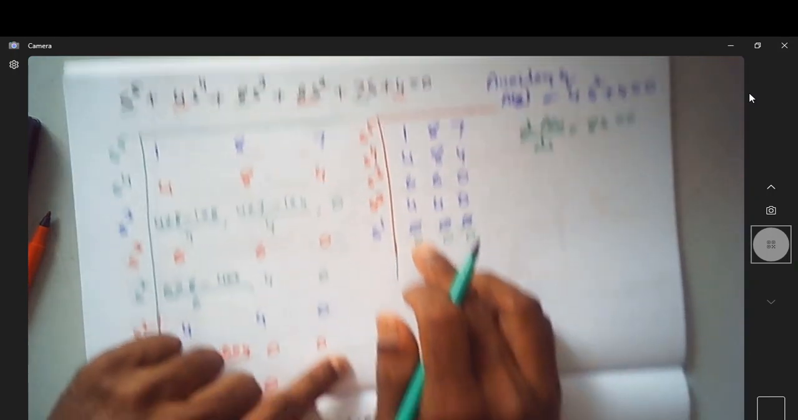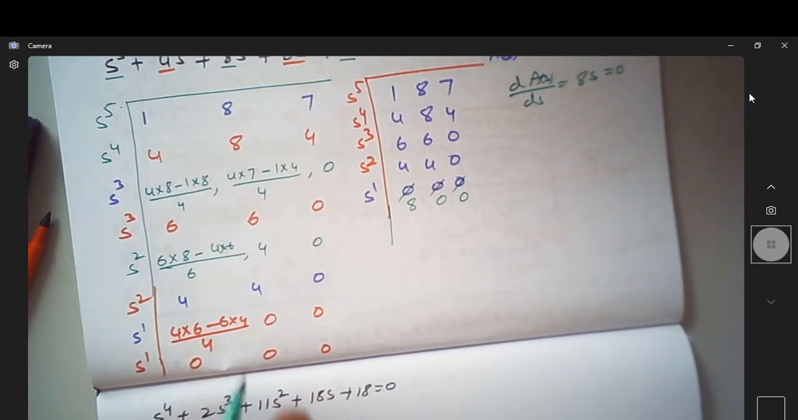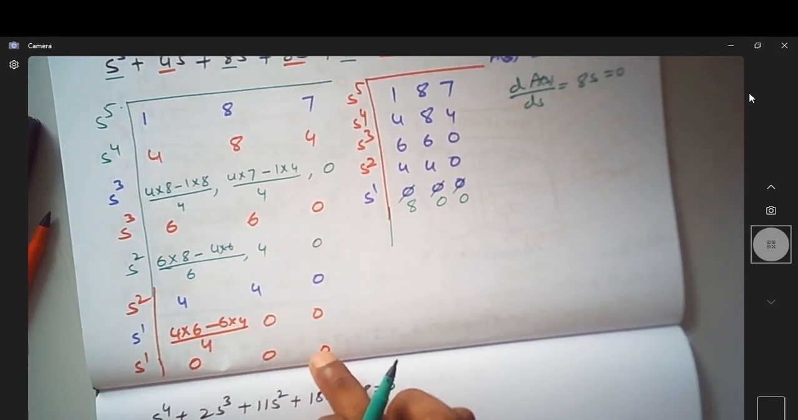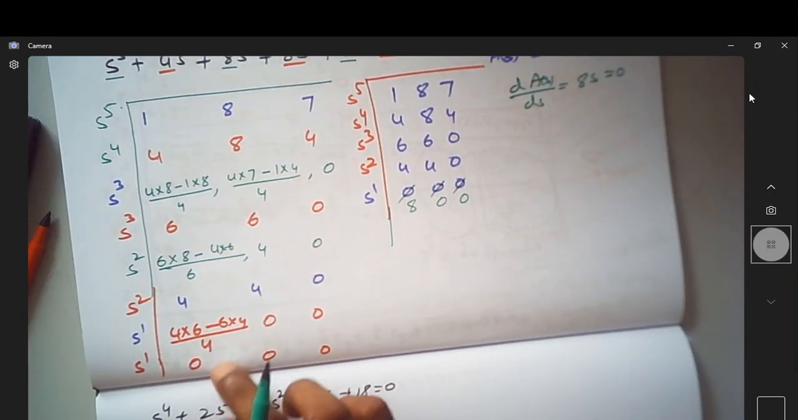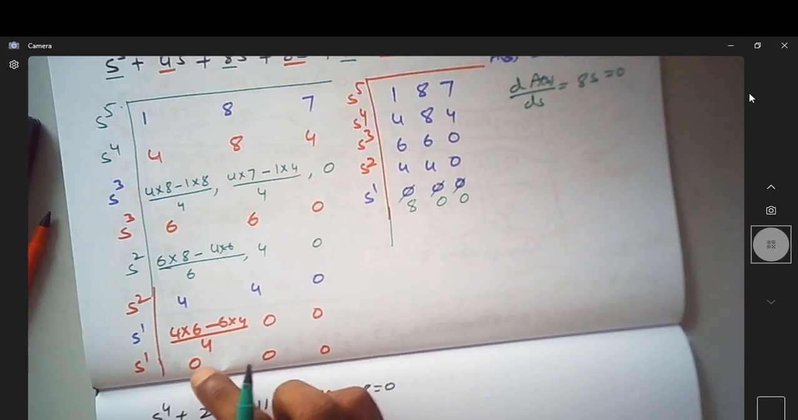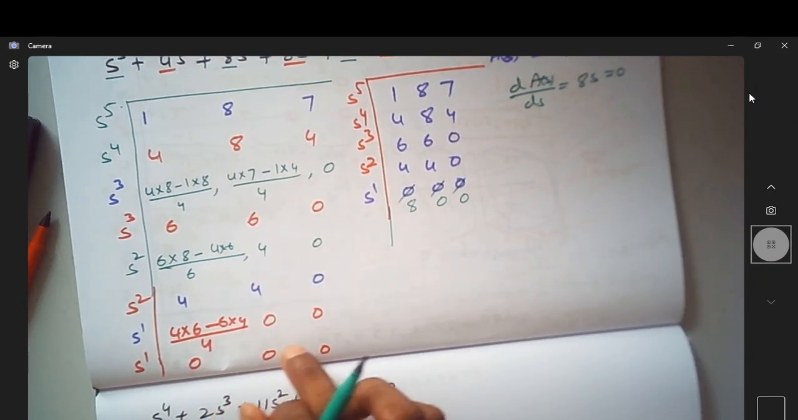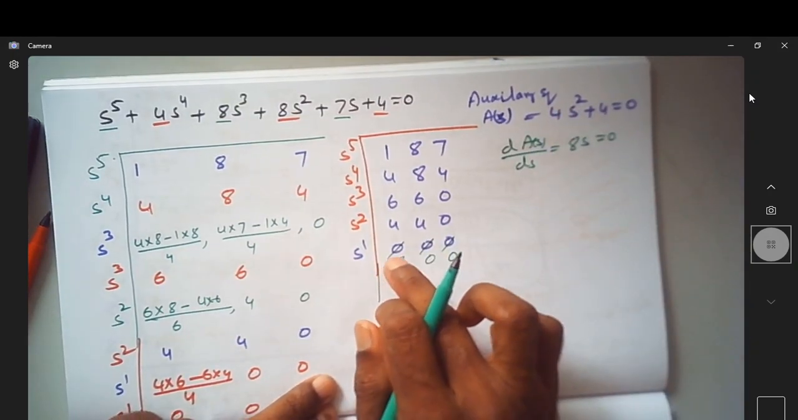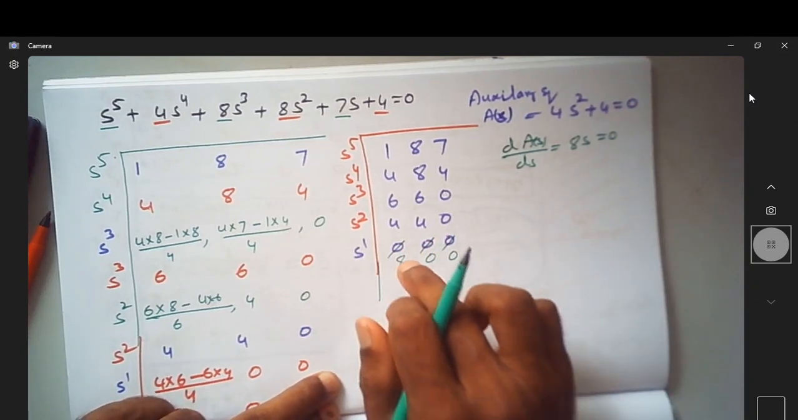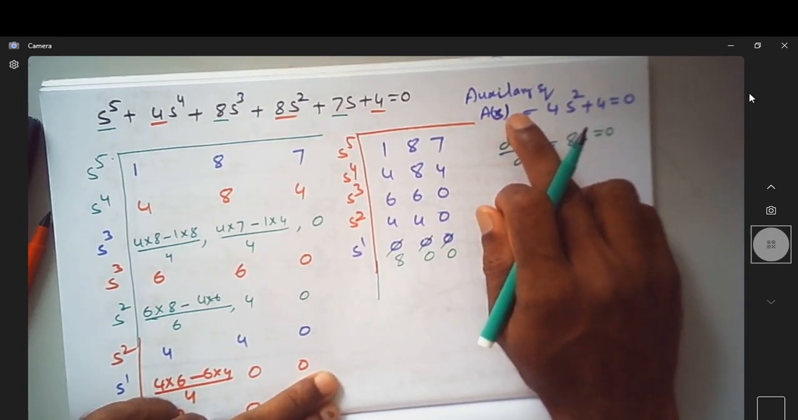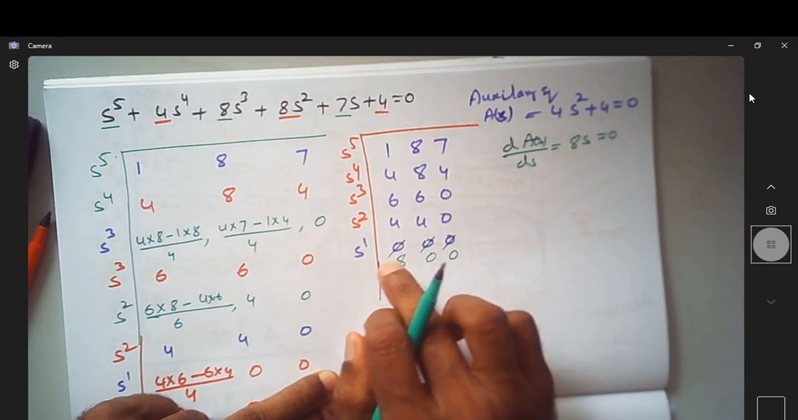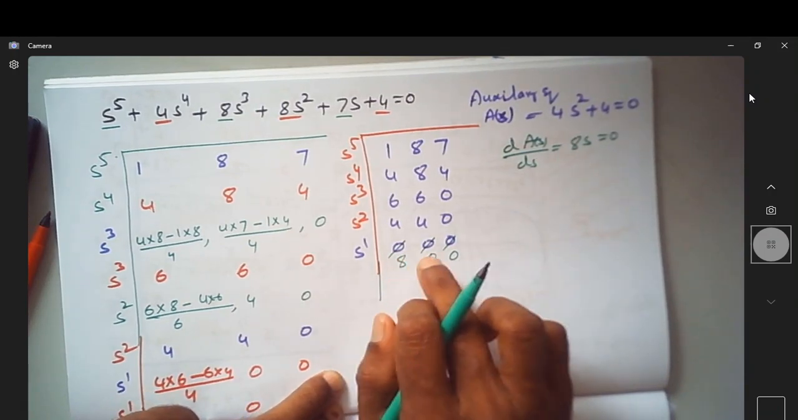Since I had 0, 0, 0, I could not complete my Routh array, because as soon as you end up with 0, 0, 0, you don't proceed. If all the elements of a row become 0, stop there and write the auxiliary equation from the row above it. To fill this row of zeros, you differentiate the auxiliary equation with respect to s, you got 8s equal to 0, and using this, fill the row: 8 here and then 0, 0.